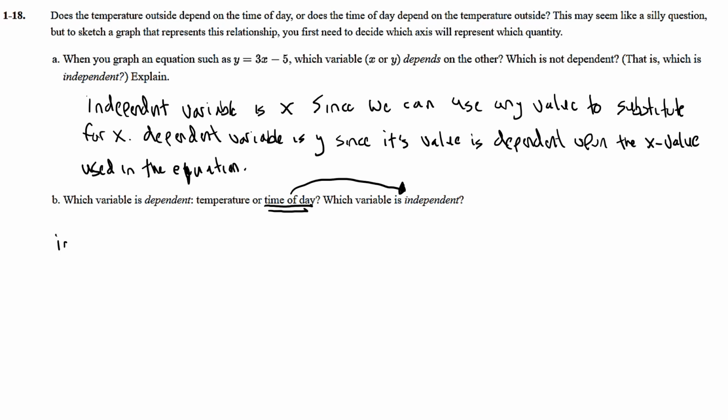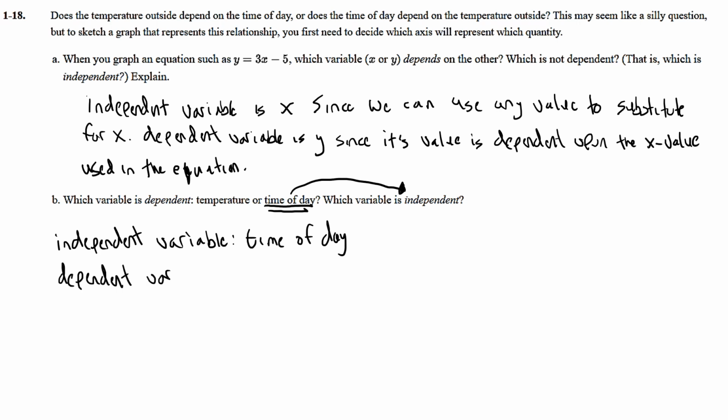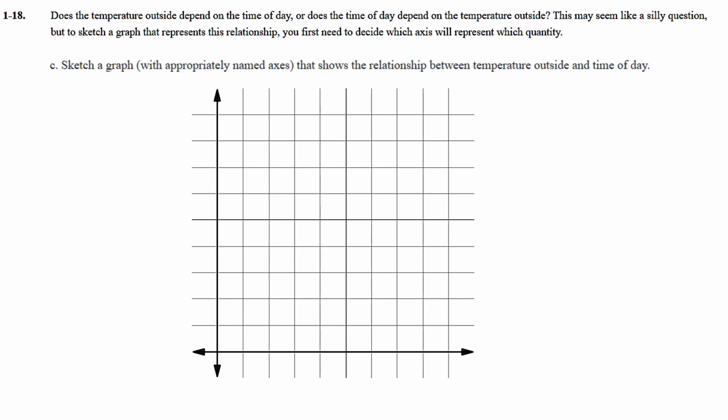So the independent variable in this case is the time of day, and the dependent variable is the temperature. And that matters because if I want to sketch a picture of the situation, I need to know which variable represents which axis so I can correctly sketch it. So we're going to do that.